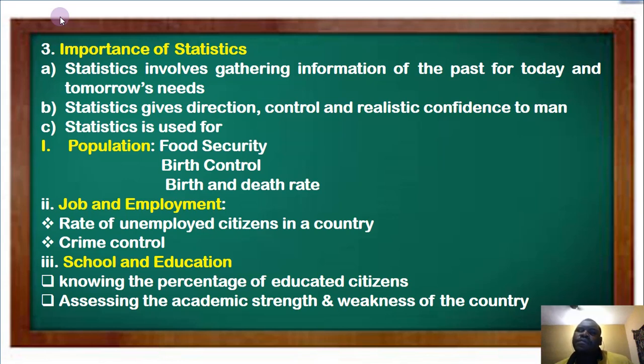Birth control, that's for countries that discover that their population has increased, so they can use statistics to control the population, just like tell the people that we don't want to exceed 2 million citizens. Then to determine birth and death rate, statistics is used.